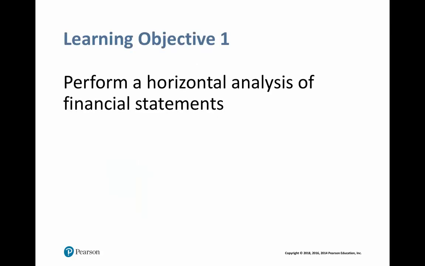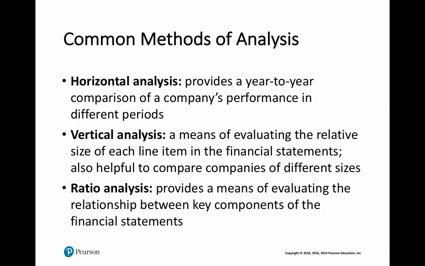Our first learning objective here is to perform a horizontal analysis of financial statements. A horizontal analysis provides a year-to-year comparison of a company's performance in different periods. These are just a couple of different ways we can analyze a company's financial statements. We can look at it on a year-to-year basis to see how we're doing over time, maybe the same account, to see how our sales trends are going. Just do a comparison, see how 2015 stacks up to 2016 versus 2017, and so on and so forth. So we have that horizontal analysis.